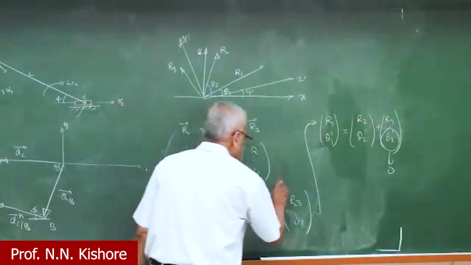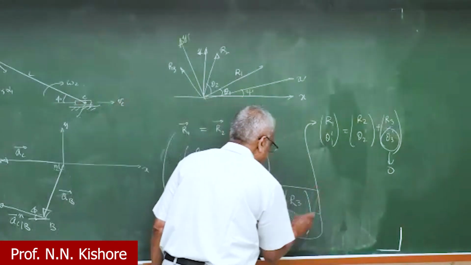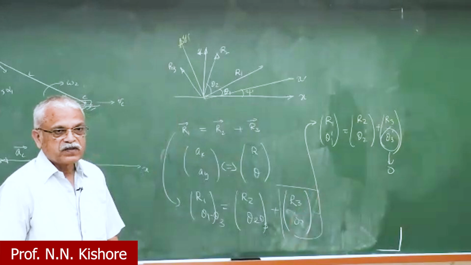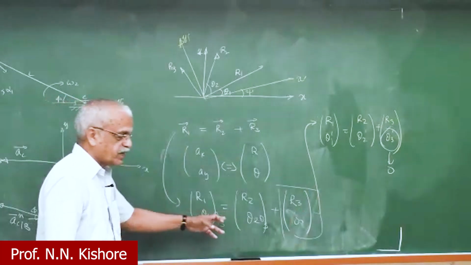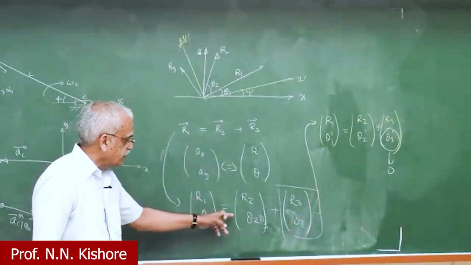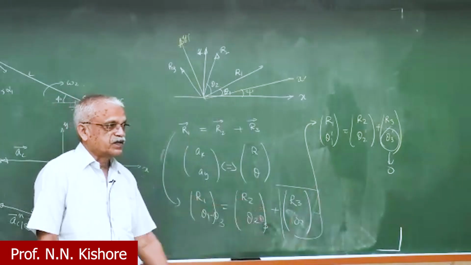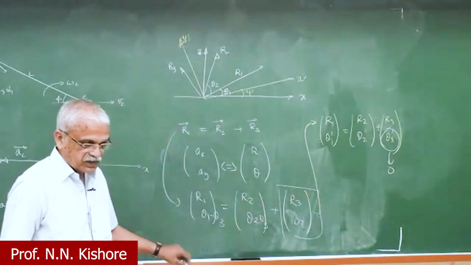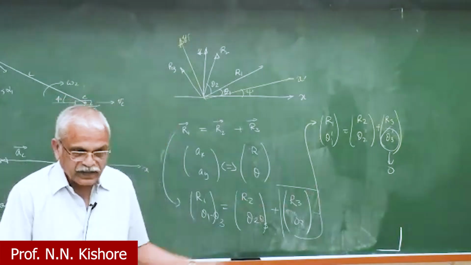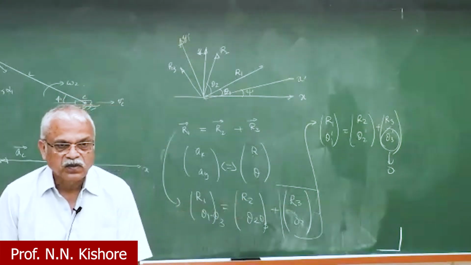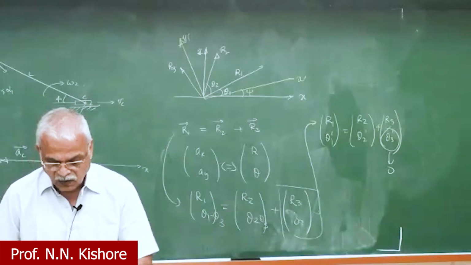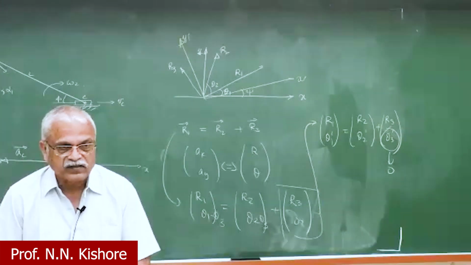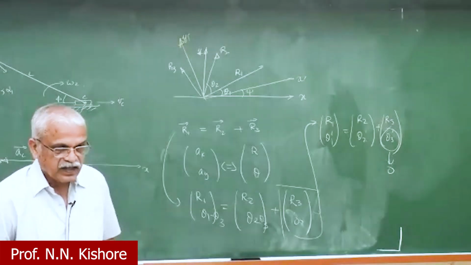So if you can make this angle 0, its contribution will be 0, and then straight away you can say that R1 sin of theta 1 minus theta 3 is equal to R2 sin of theta 2 minus theta 3, by eliminating this one. Okay, we'll discuss this in the next class, but this is just a trick to avoid solving those simultaneous equations in vectorial form. Okay, I'll stop here.